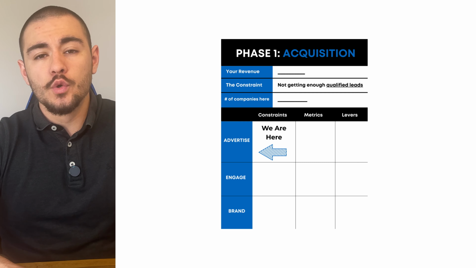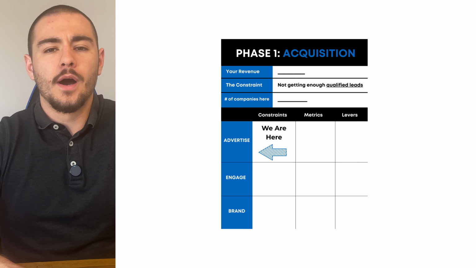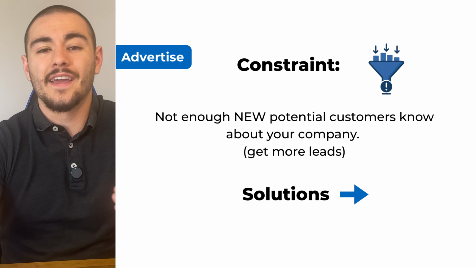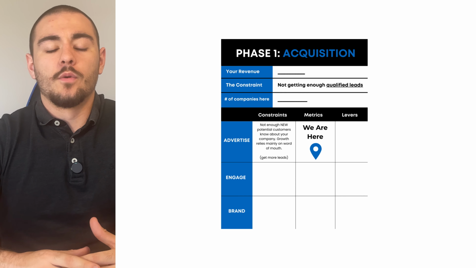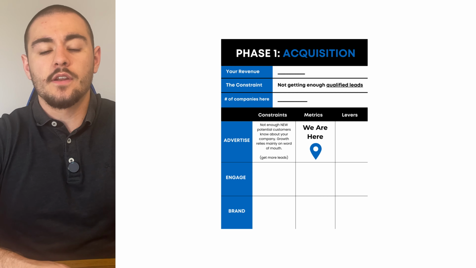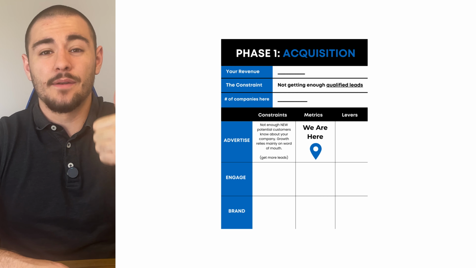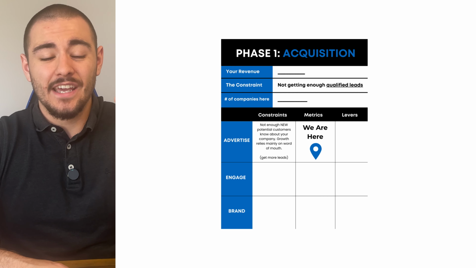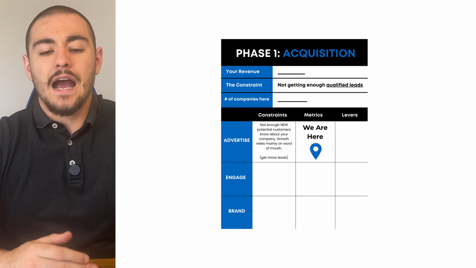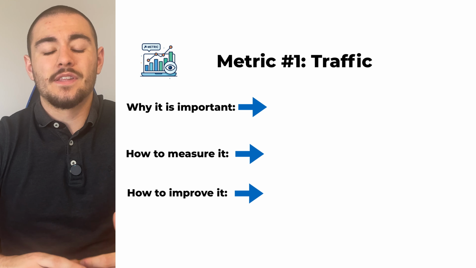Not enough new potential customers know about you and your company, which means that you need to get more qualified leads in the door. So the sheet is going to look like this. There's going to be 3 buckets to solve this constraint. First is how to advertise to get more of these leads, how to engage them, and then how to brand your company. So for the first bucket, advertise, the first metric is going to be traffic.